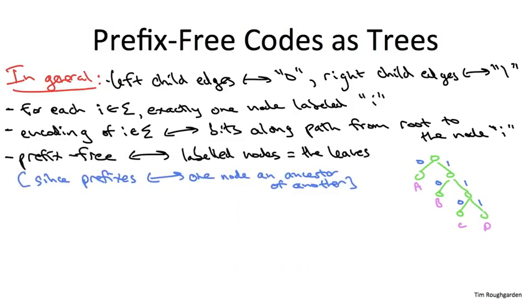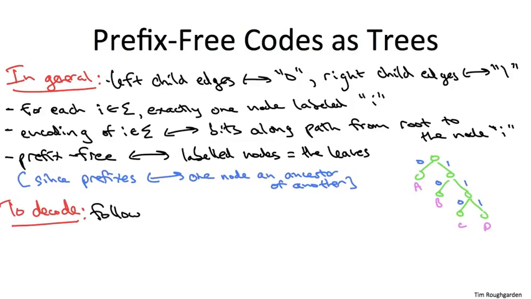The reason for this is that we've set it up so that the encodings correspond to the bits along paths from the root to the labeled node. So being a prefix of another corresponds to one node being an ancestor of the other. And so if all the labels are at the leaves, then of course nobody's an ancestor of the other, and we have no prefixes.